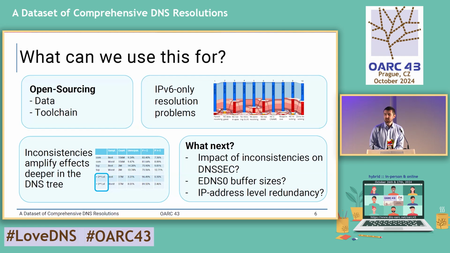And we have a lot of ideas what we can do next. For example, we could have a look at how these inconsistencies have an effect on DNSSEC validation, or also on the recent RFC of DNSSEC bootstrapping, where it's actually required by RFC to have consistent records served. There's also the issue of EDNS buffer sizes, which might cause strange behavior if you have different authoritatives using different buffer sizes. Or we could also have a look at IP address level redundancy, where basically you have a lot of name servers in a zone, which in the end all resolve to the same IP, and if this is not an anycast IP, might lead to suboptimal redundancy in the zone.